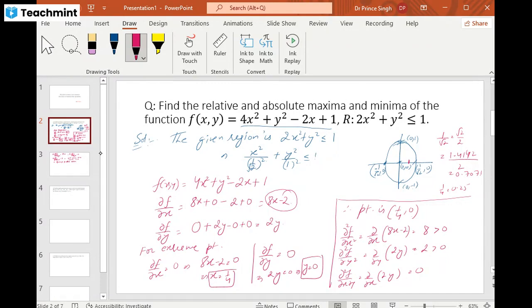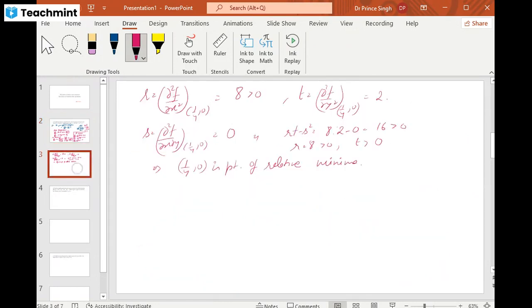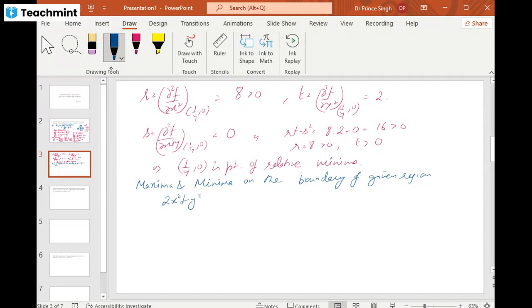So here we have 5 vertex points: (0, -1), (0, 1), (-1/√2, 0), (1/√2, 0), or (0, 0). And apart from this, the boundary. The boundary means when 2x² + y² = 1. So firstly, we are going to check the maxima and minima on the boundary of the given region, which is 2x² + y² = 1.